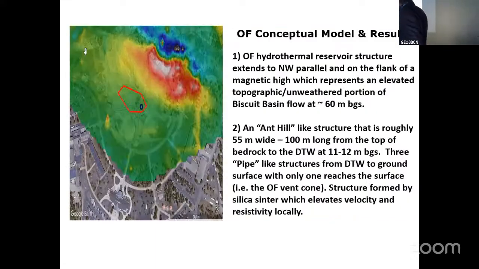And lastly, that anthill-like structure is roughly 55 meters wide, 100 meters long from the top of the bedrock to the DTW. And we also indicate that there's 3 pipe-like structures from DTW to ground surface, only one of which reaches the surface, which is the vent cone. So these other little areas out here and out here basically are failed vents, failed gun barrels. They didn't make it all the way. And again, this is formed by silica sinter, which elevates the velocity and resistivity.